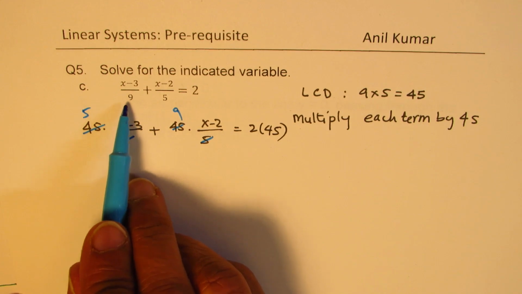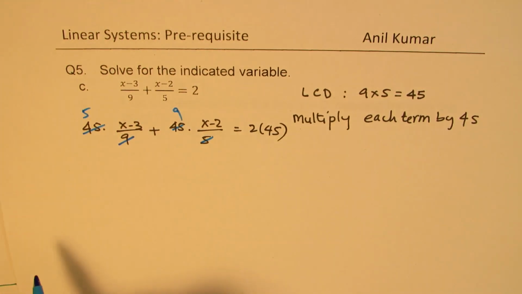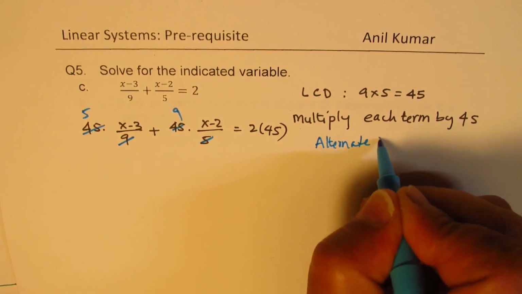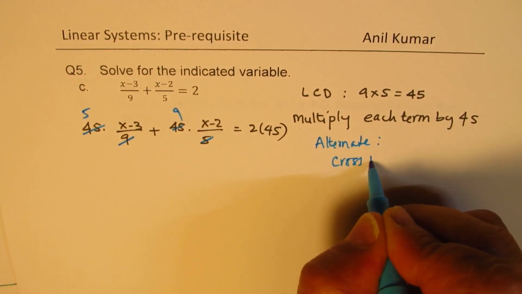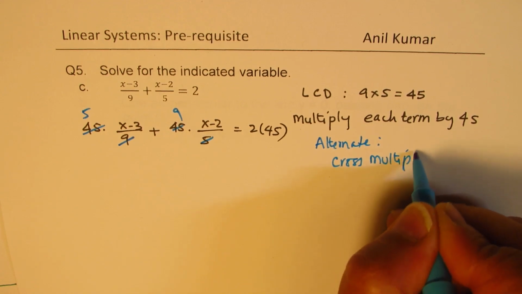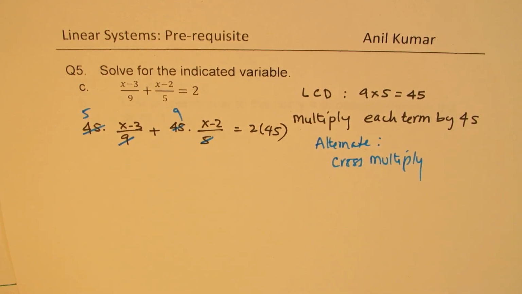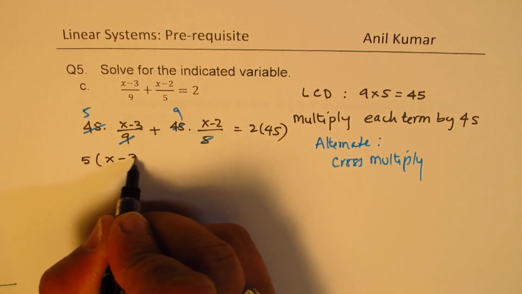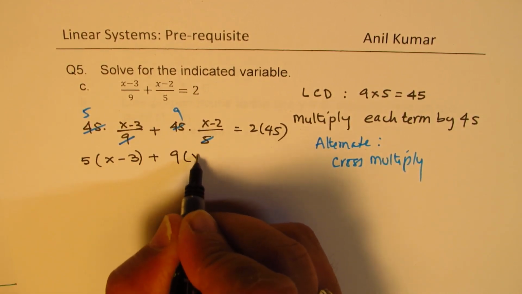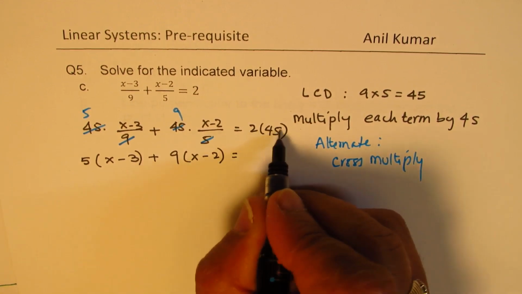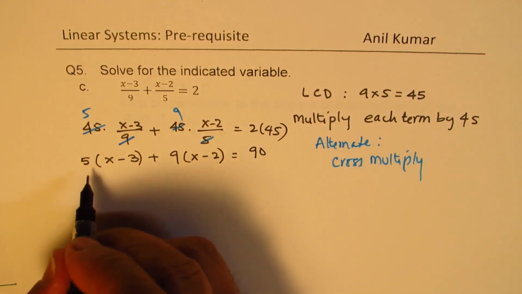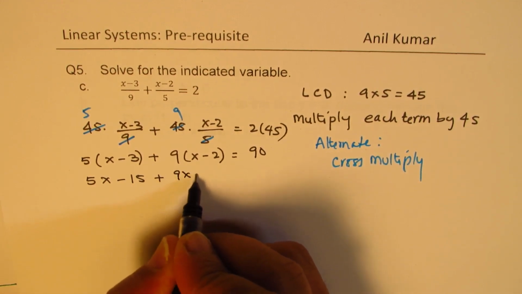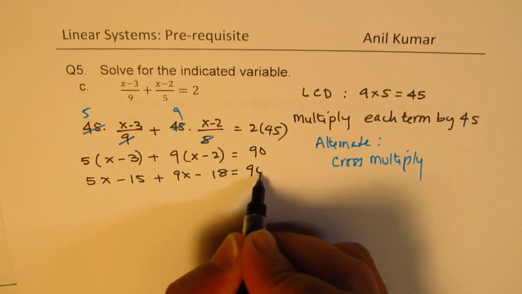You could even apply the cross multiplication strategy, right? So the alternate will be cross multiply. Okay. So let's multiply. So we get 5 times (x minus 3) plus 9 times (x minus 2) equals 2 times 45, which is 90. Open the bracket. So we get 5x minus 15 plus 9x minus 18 equals 90.